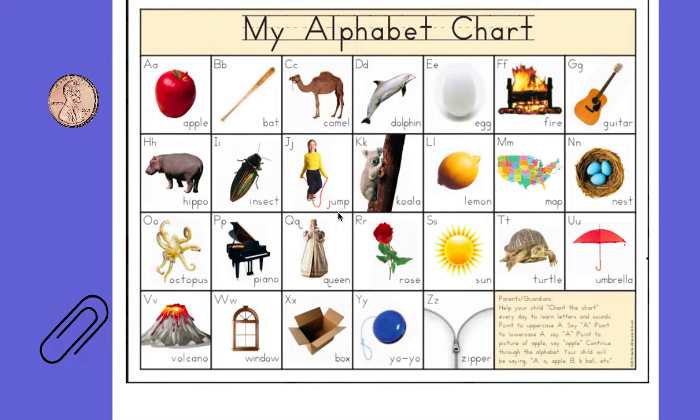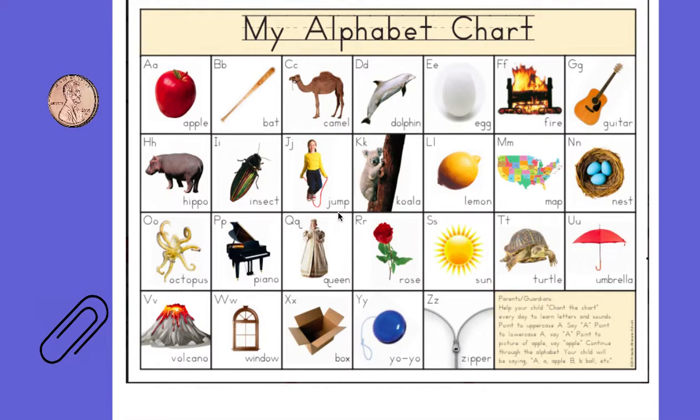Chanting the chart in alphabetical order is the first step, but then children are often ready for either a variation in the game to change it up or something to make it more challenging to help them continue to develop automaticity naming letters.